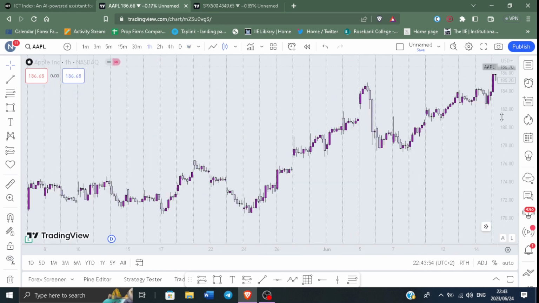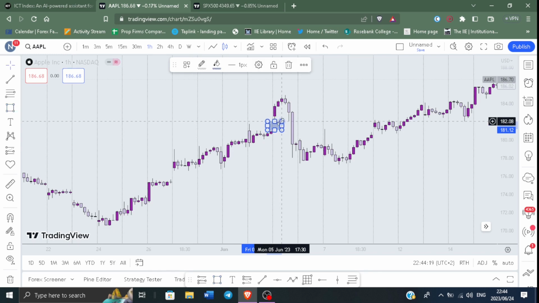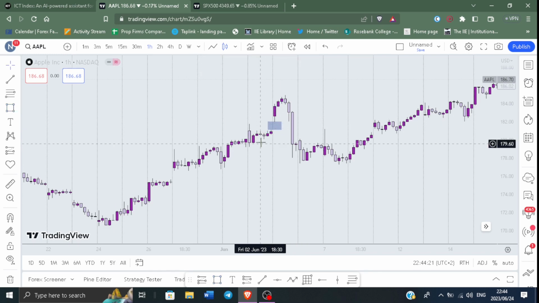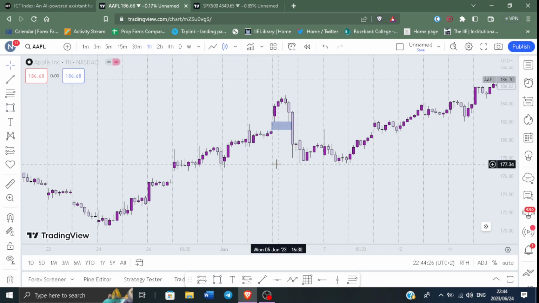Okay, so now I'm here to show you what a gap is. So if you look here, this candle and this candle, the wicks do not overlap, the bodies do not touch. So that space we have in there is what we call our gap. So as you can see, I've just marked out the gap between the candles. That is how a gap should look.